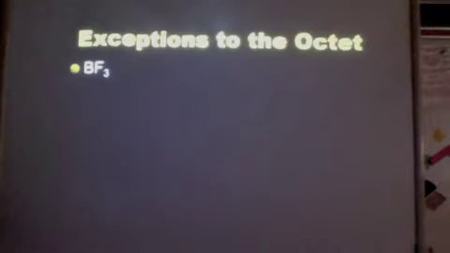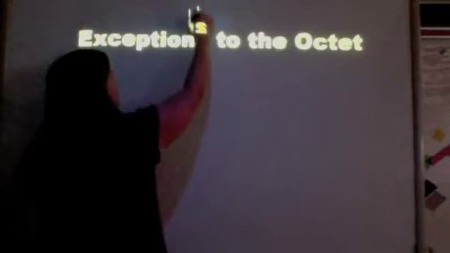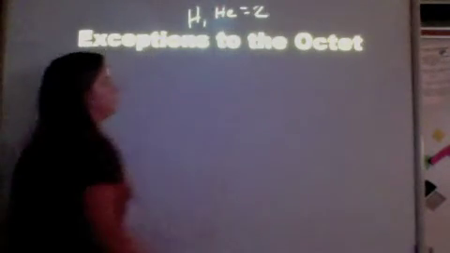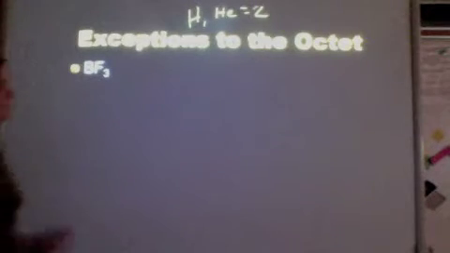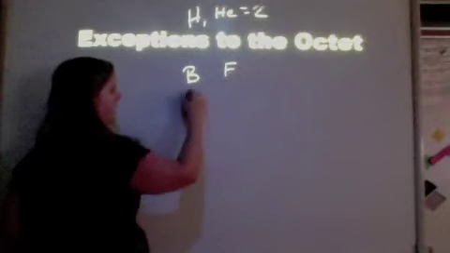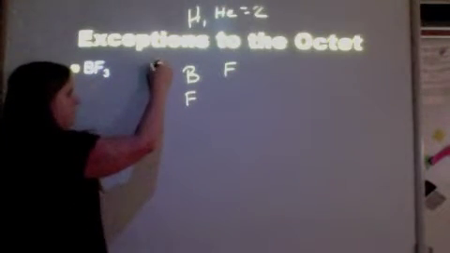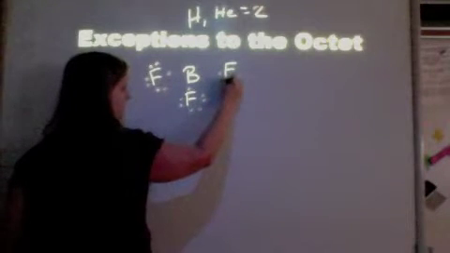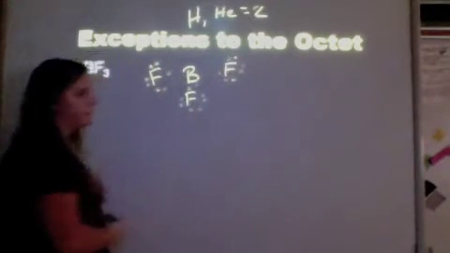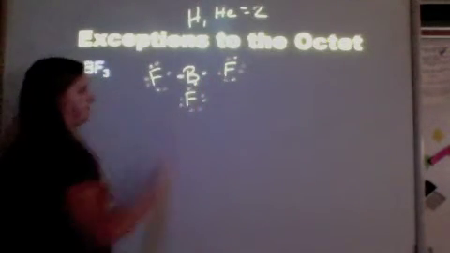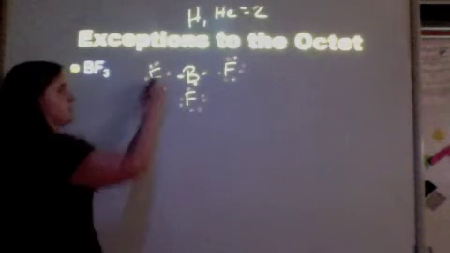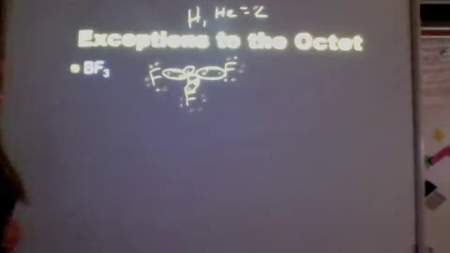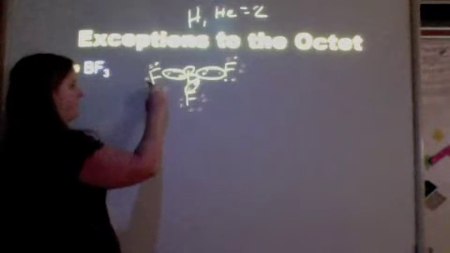Now, exceptions to the octet. We've already talked about 2 exceptions. Hydrogen and helium only want 2. BF3. Let's draw this. Boron goes in the middle, surrounded by 3 fluorines. All the fluorines have 7. Boron is in group 13, so it only has 3. Fluorine has 7. It needs 1 more, so it's going to share 1 more pair. Again, same thing here and here. If you count all the fluorines, they all now have 1, 2, 3, 4, 5, 6, 7, 8.